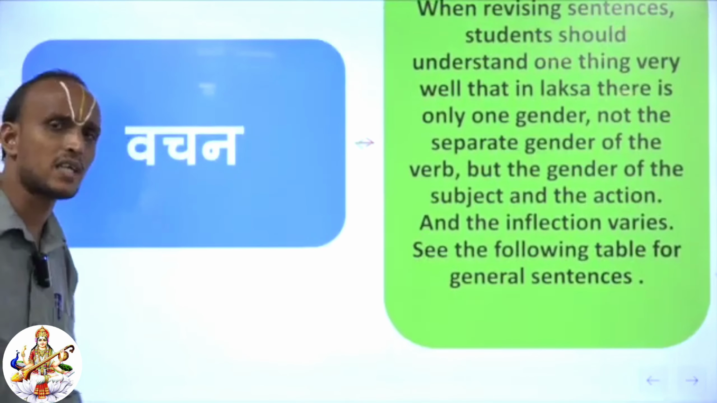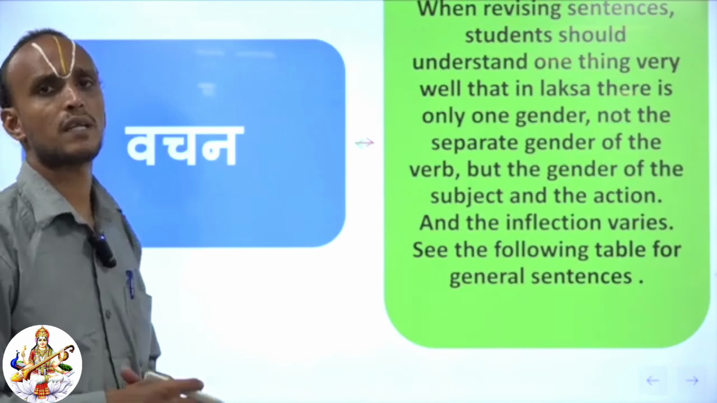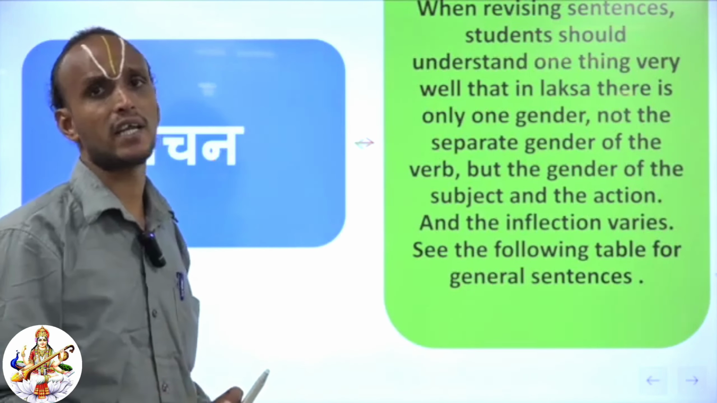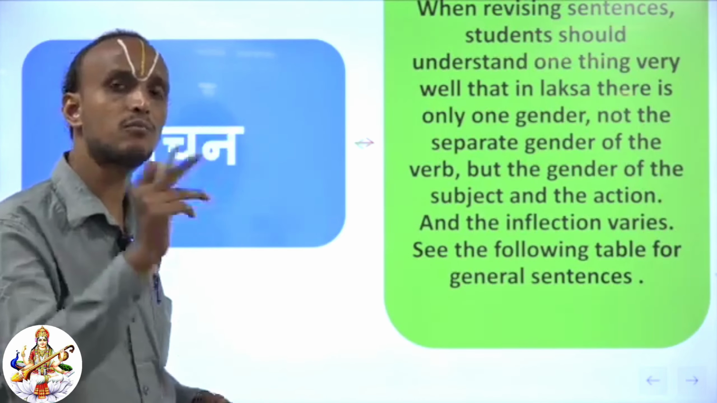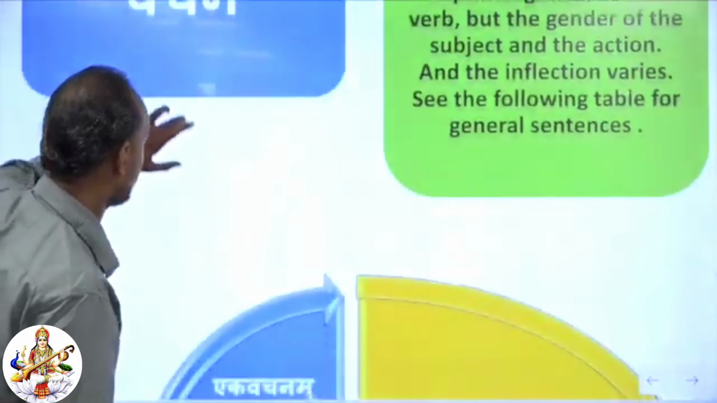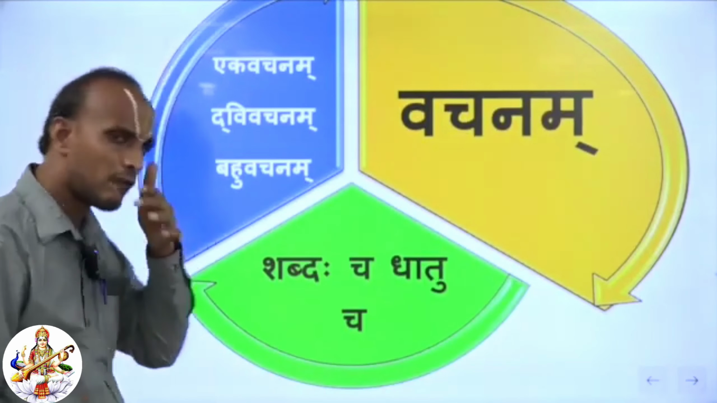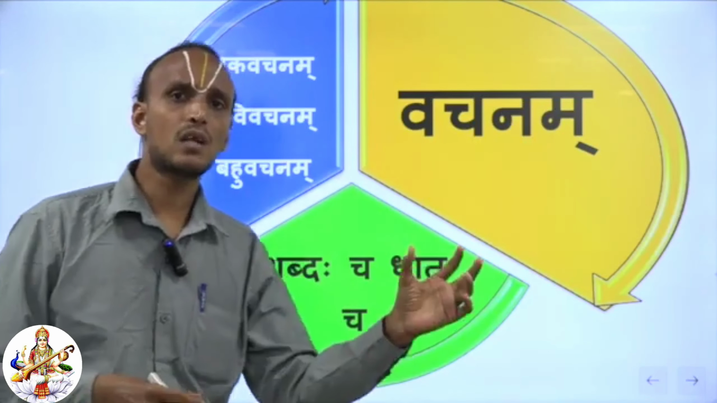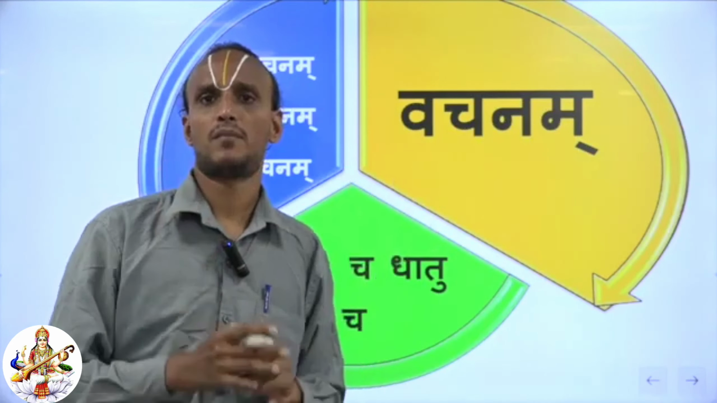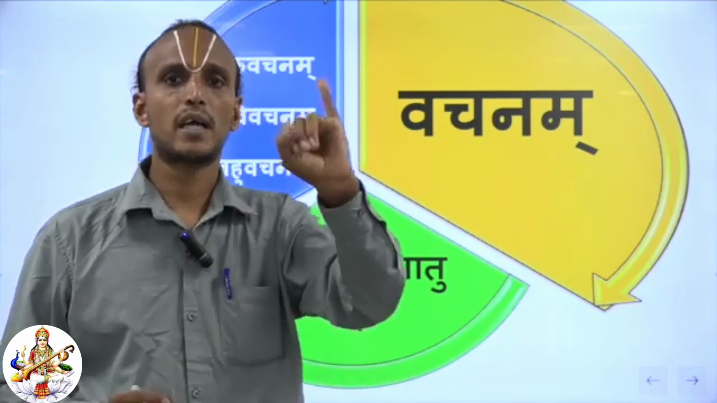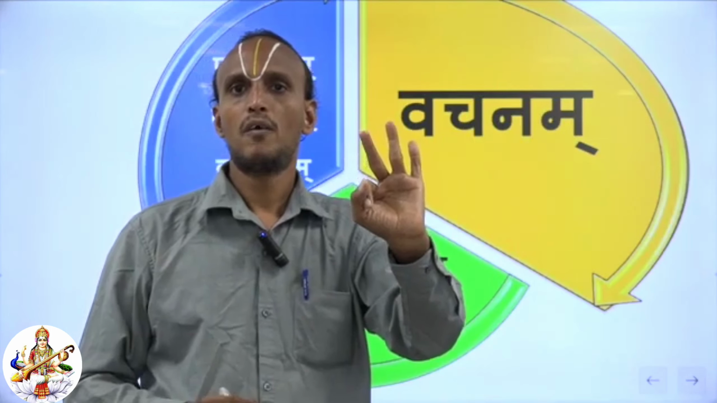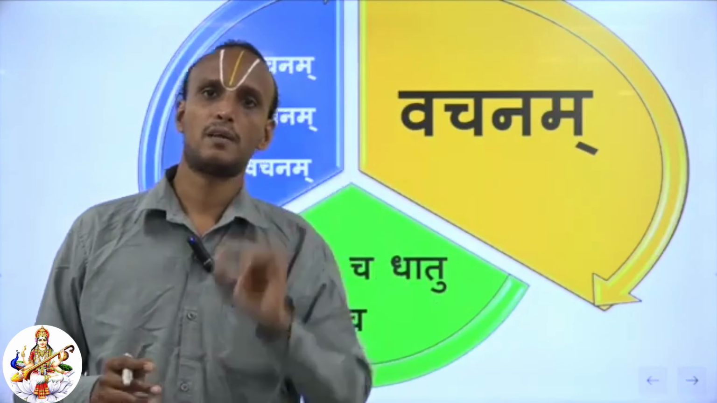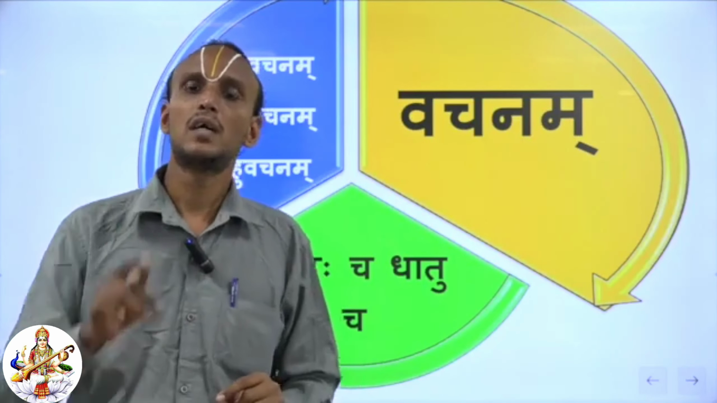vachanam. What is meant by vachanam? Already I told you, vachanam means number. How many vachanam are there? There are trini vachanani. There are three numbers in Sanskrit. Ekavachanam, dvivachanam and bahuvachanam. Vachanam will not change according to the dhatus or shabdas. For dhatus and shabdas, vachanam will remain the same. Okay? In shabda, how many vachanam? Ekavachanam, dvivachanam and bahuvachanam. Will it change for dhatu? No. In dhatu also, we have trini vachanani. Ekavachanam, dvivachanam, bahuvachanam.